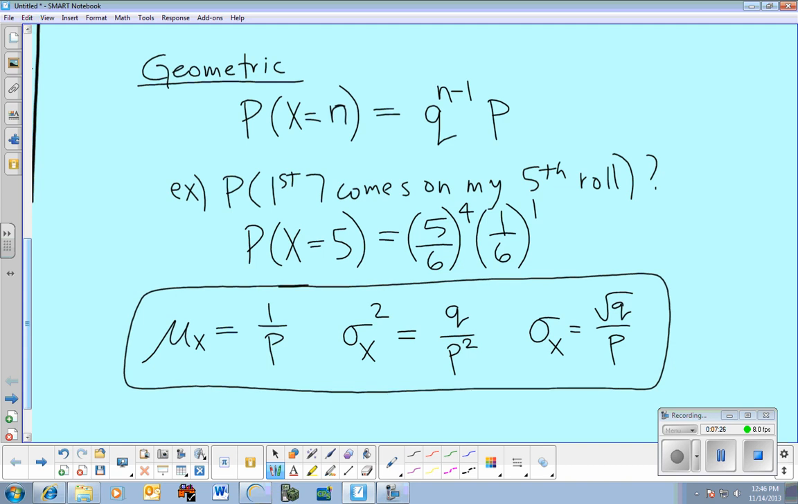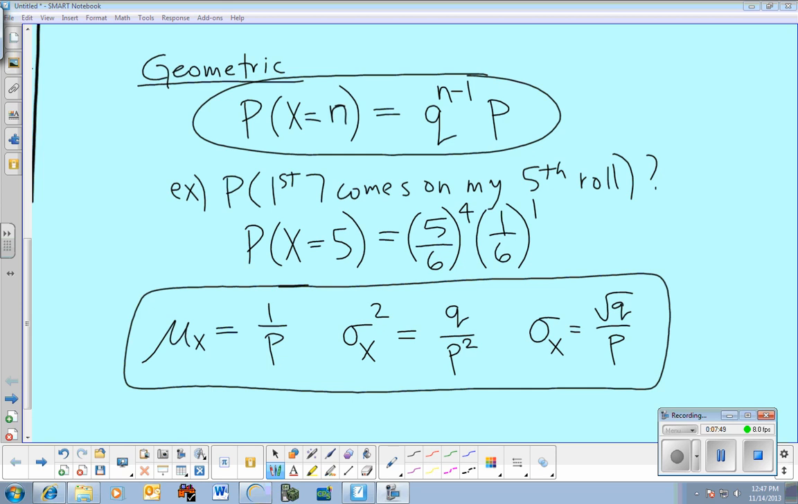So the type of questions you'll be looking for now, look for a question where it says, how long is it going to take me to succeed? How many trials? What's the probability that it takes this many trials to succeed? We've got our main formula of the day here, fail, fail, fail, fail, succeed, and then our mean, variance, and standard deviation below.